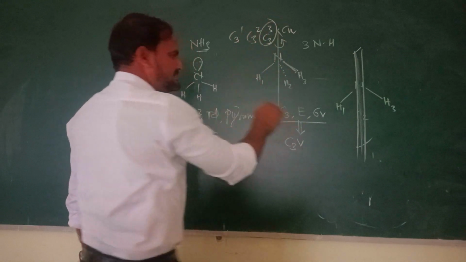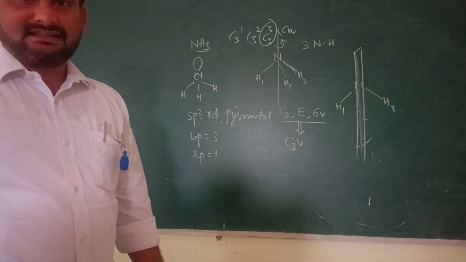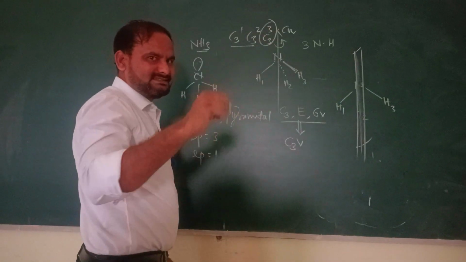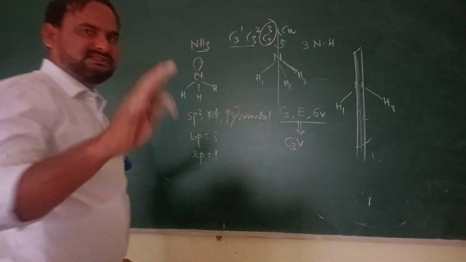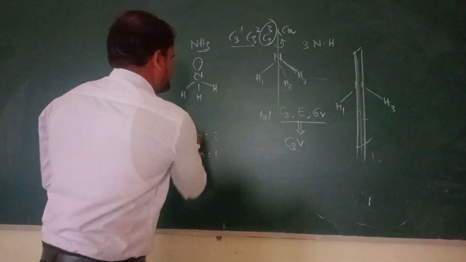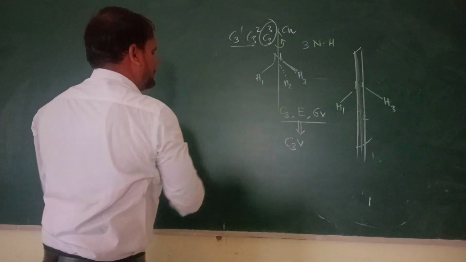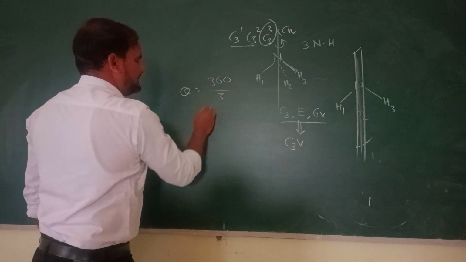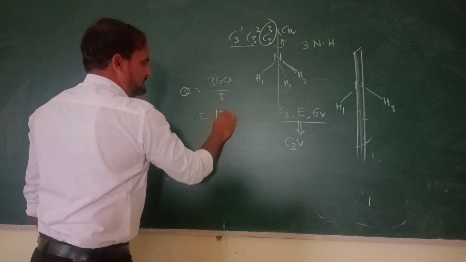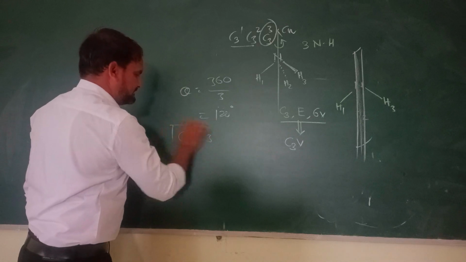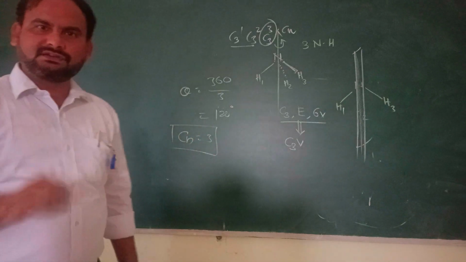This C3 3 is the original, that is identical. That's why 2 C3 are possible. Why C3? Because it took 3 rotation operations. That means the angle of rotation for the ammonia molecule is theta equal to 360 by 3, so it must be 120 degrees. And here Cn is equal to 3, that is n is equal to 3.